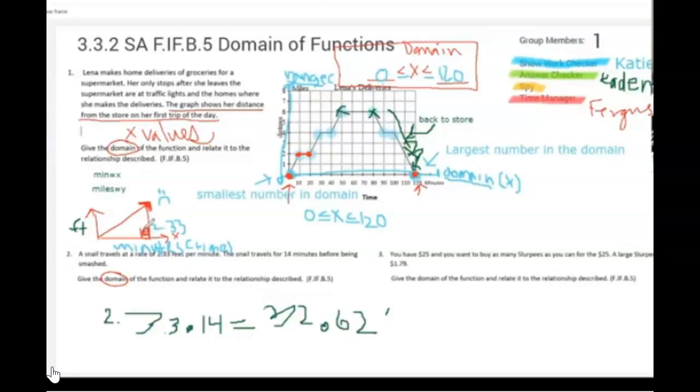Okay. And did you figure out how far he traveled? You crunched it. 32.62. I know it looks ugly. That's okay. It all looks ugly here. All right, 14, 32.62. Okay, that's as far as he makes before he perishes, yes?